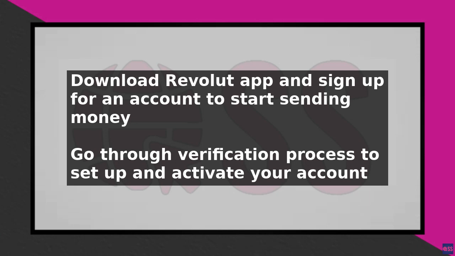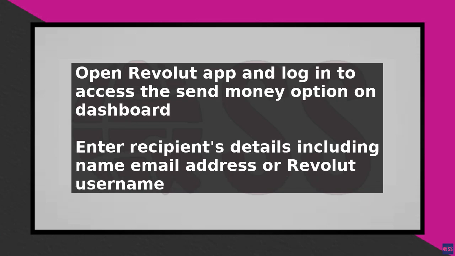First, open the Revolut app and log into your account. On the dashboard, you will see the option to send money. Tap on this option to proceed. You will be asked to enter the recipient's details, including their name, email address, phone number, or Revolut username.